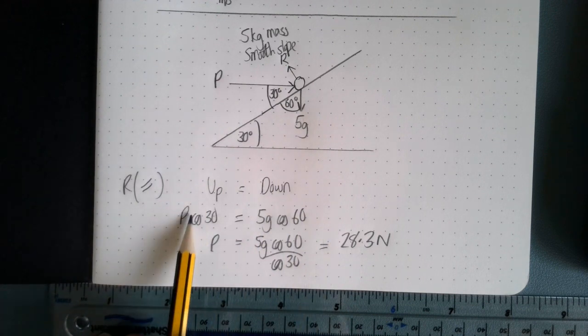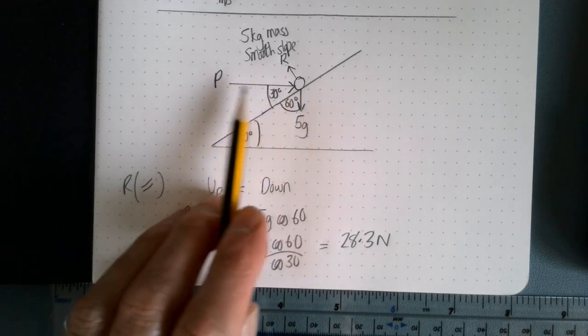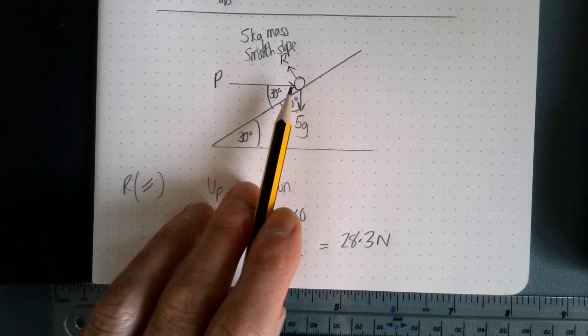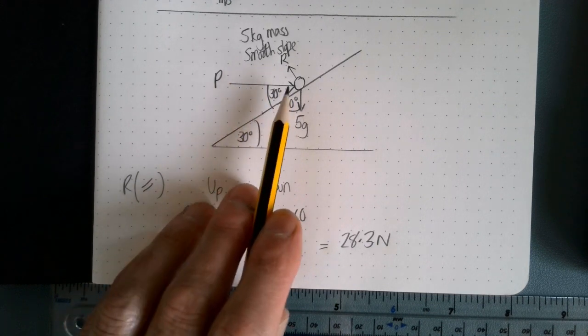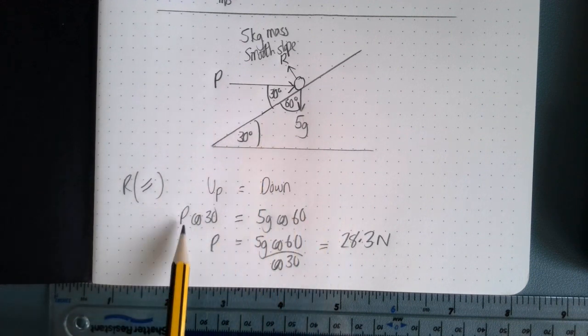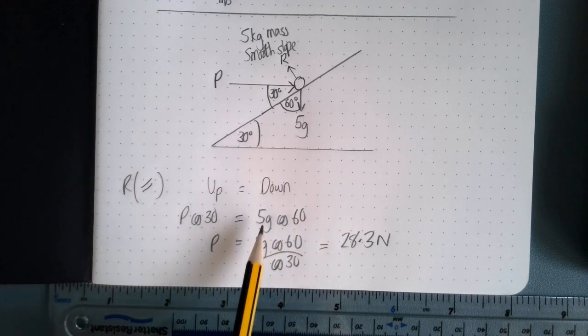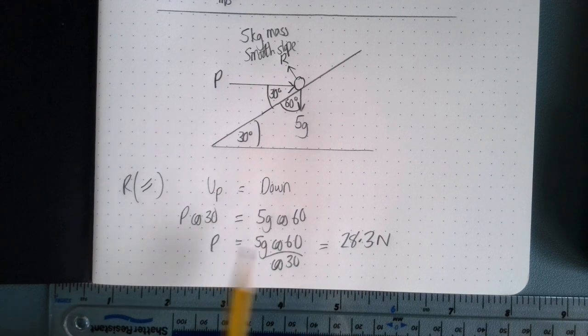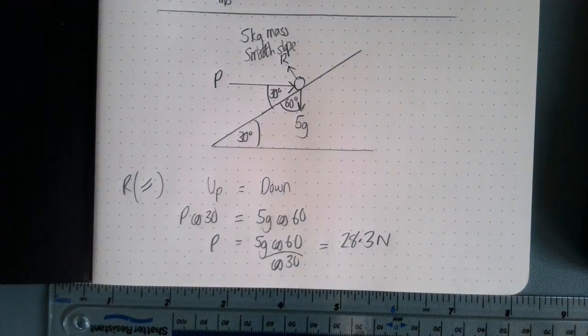So we've got, and this angle, sorry, I didn't say in my introduction that that's a horizontal force. Hopefully you've seen that. So that's going to be 30 degrees because it's an alternate angle. So P cos 30 equals 5g cos 60, and there we go. We can work out the value of the force that is needed.